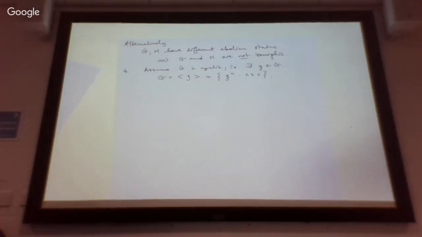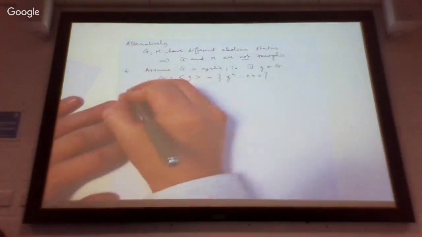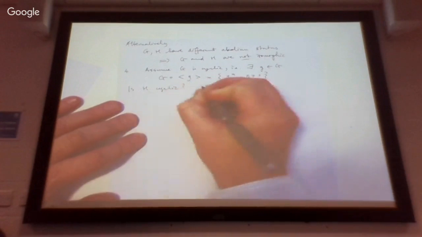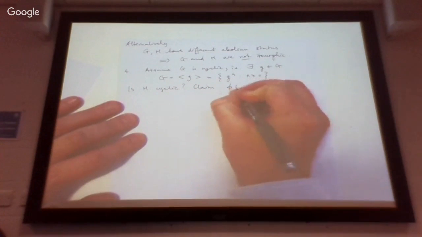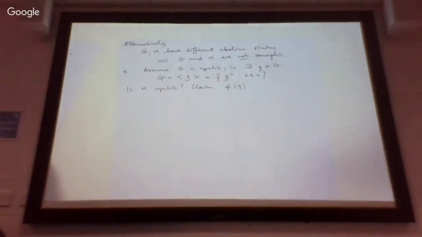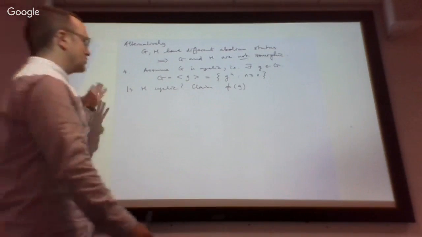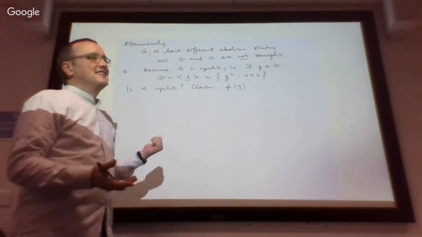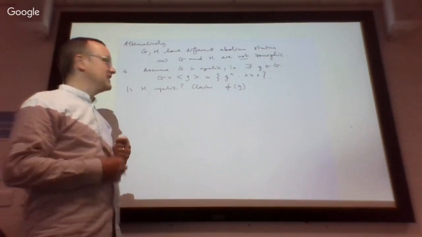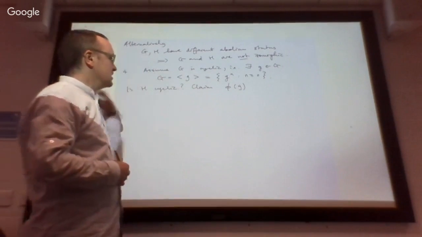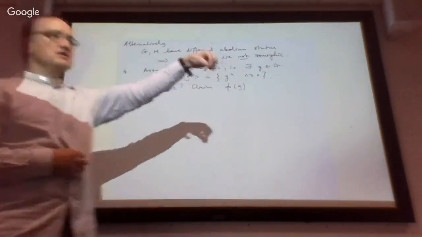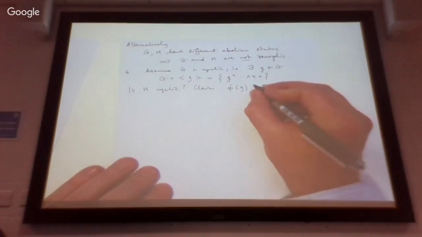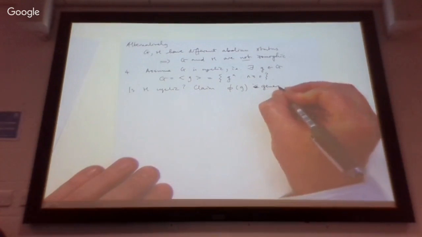So is H cyclic? That's the question. Well, we claim that... If we want to prove H is cyclic, we have to show that it has a generator. And what's the obvious generator? phi of g. So you take the generator that you have, g, map it across into H, look at how it behaves over there in H, and we'll see that it's a generator. Okay. Claim: phi of g generates H.